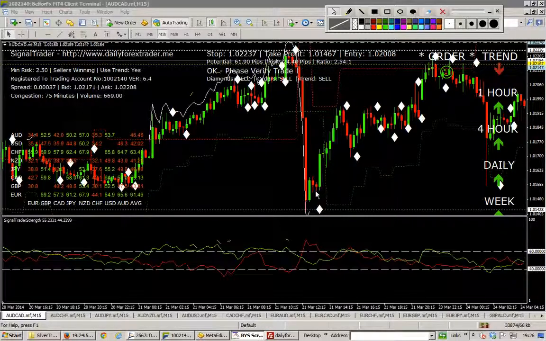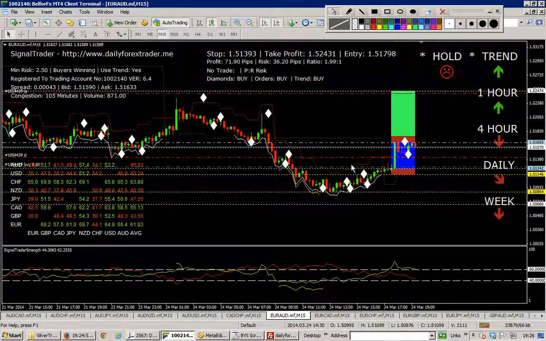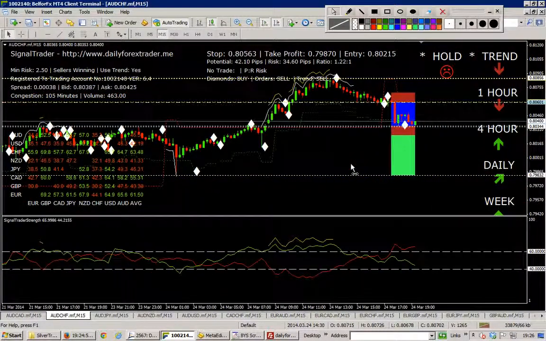So if you were looking for a long, you probably wouldn't enter a long on this because there's no gold signal, so it hasn't got the power of the short. So that's basically how this SignalTrader strength system works. So that's quite a complicated trade.